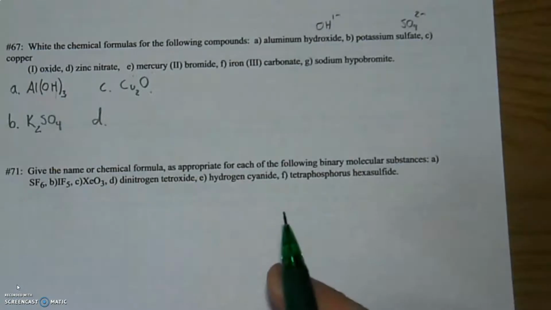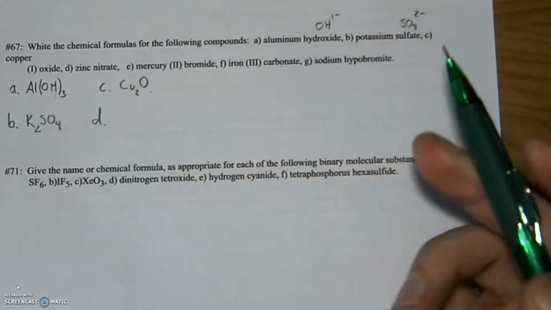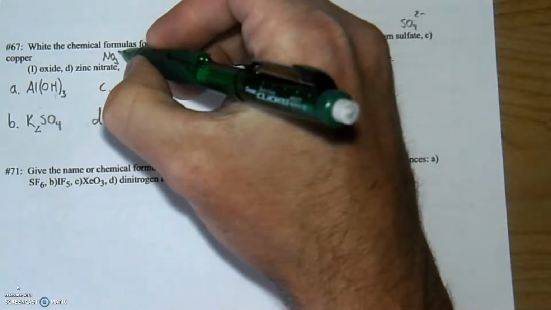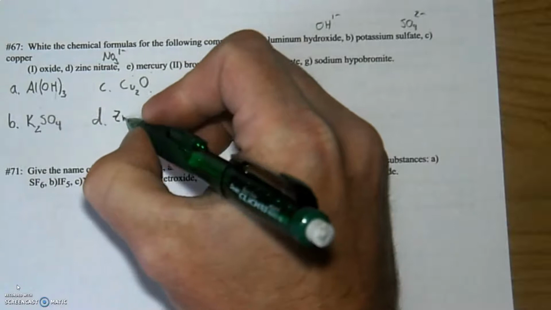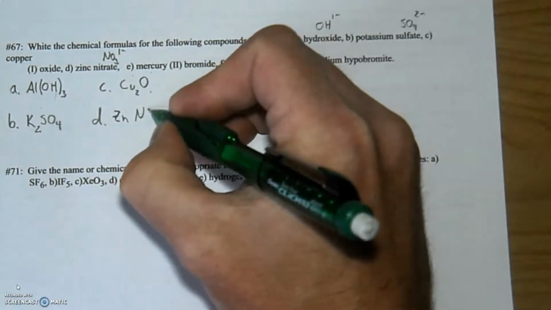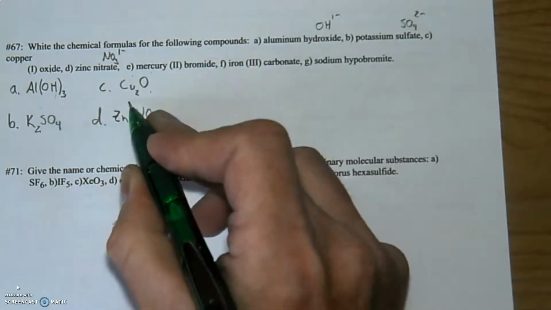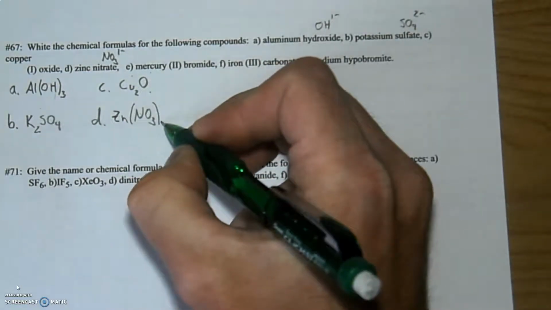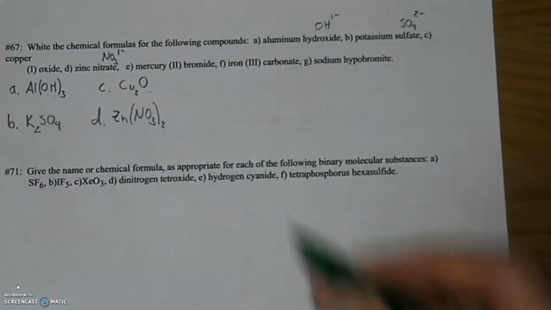D, what do we have for D? Zinc nitrate. Nitrate, another one that you will memorize, NO3, 1 minus. I will write the zinc, then I will write the nitrate. Nitrate is a 1, I'm not going to write it. Zinc is 2 plus, it's always 2 plus. So I need to write that down here, but I need to put the brackets on to show that I have 2 full nitrates. Done.